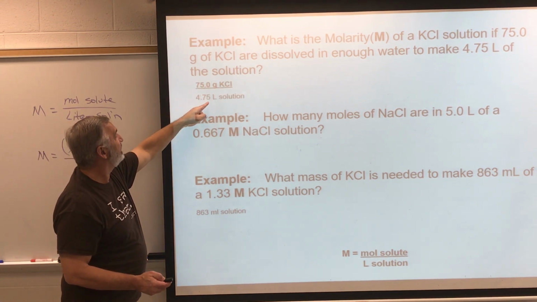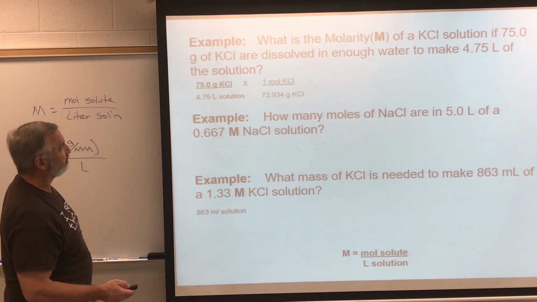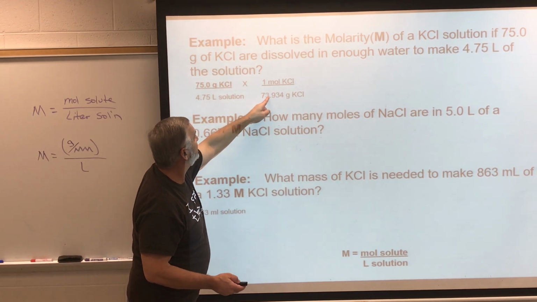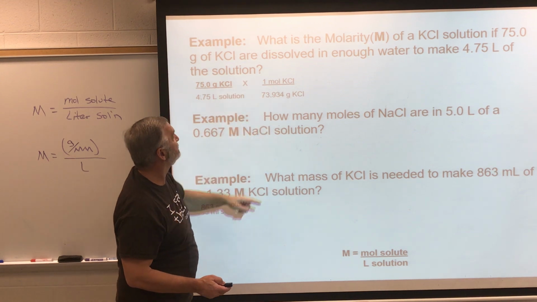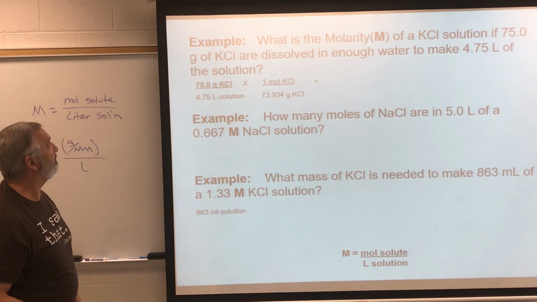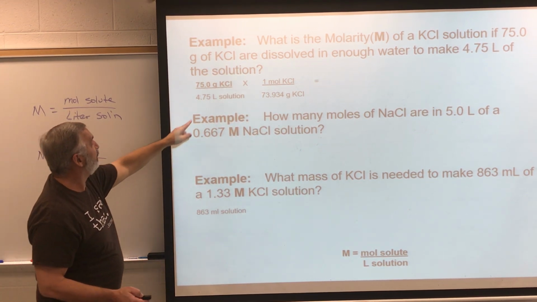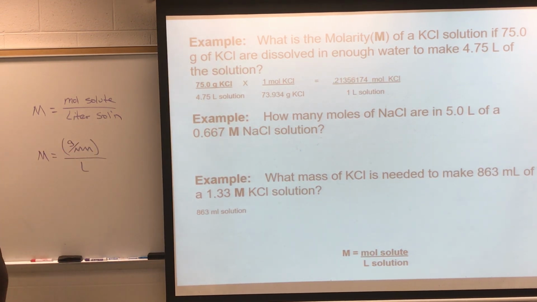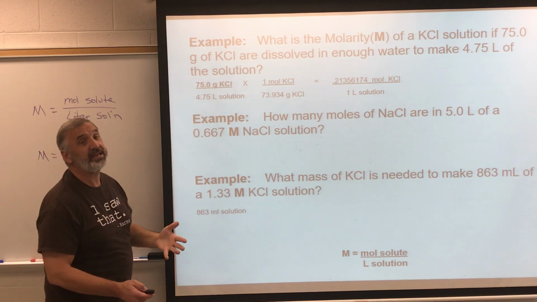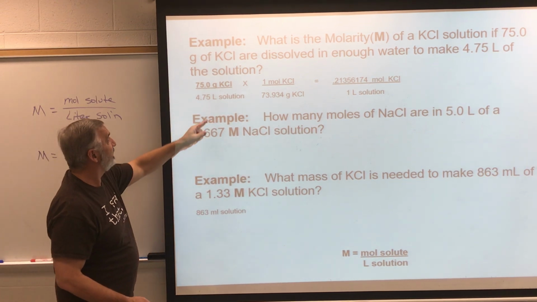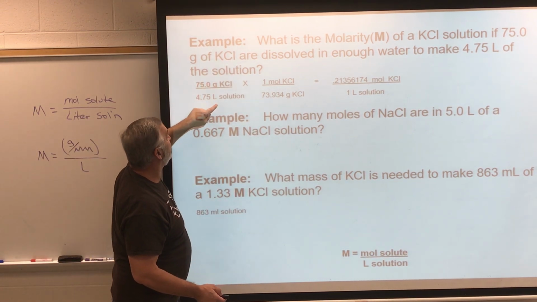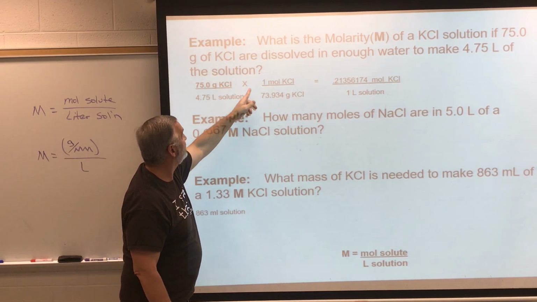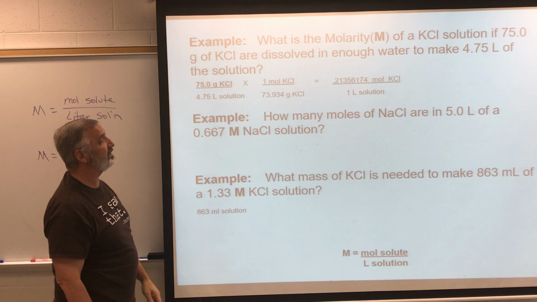75 grams, okay? So this is the conversion factor to convert grams to moles. And so then we're getting moles over the 4.75 liters, and we're going to end up getting it this way. So this is actually a third way to do it. You take the 75 grams divided by 4.75. This is really just the conversion of the grams to moles.